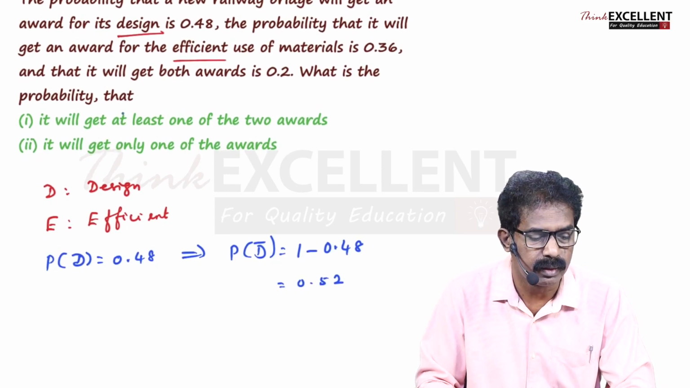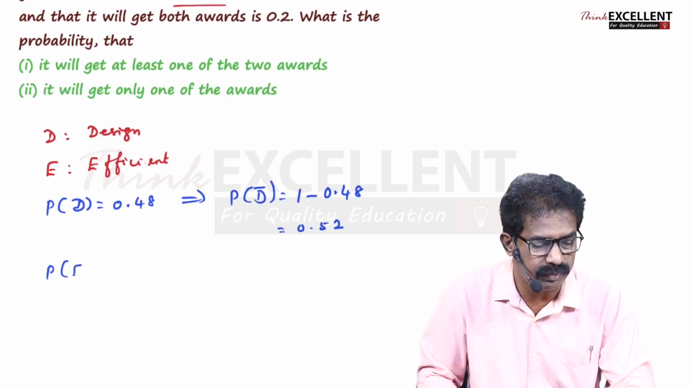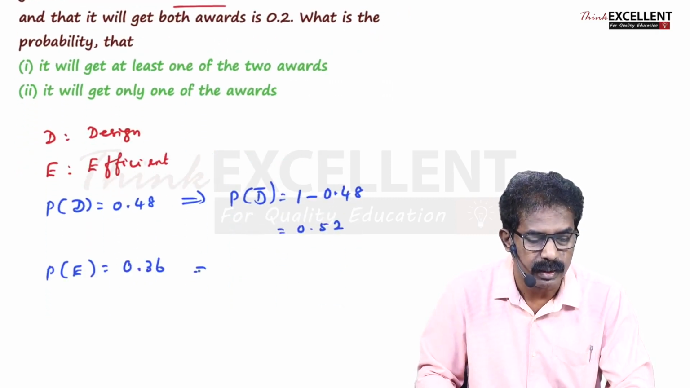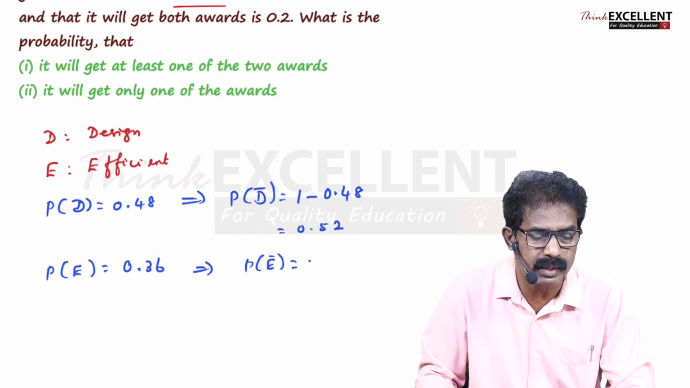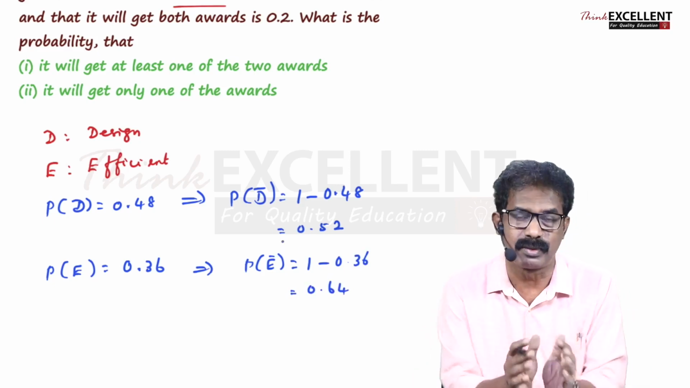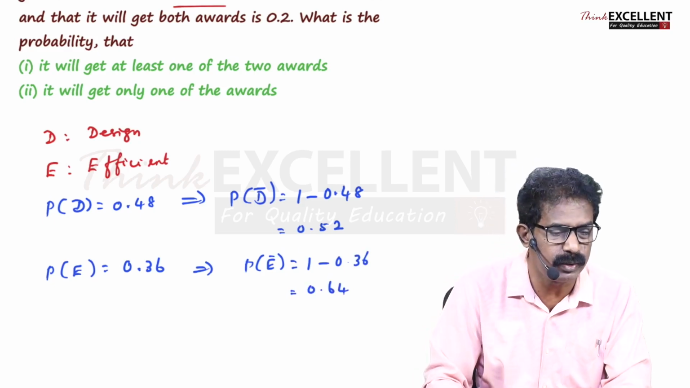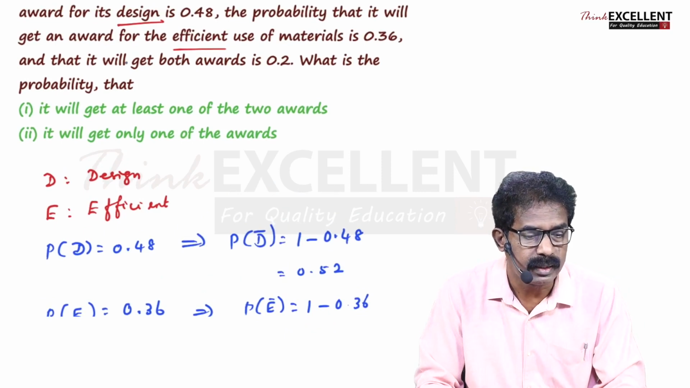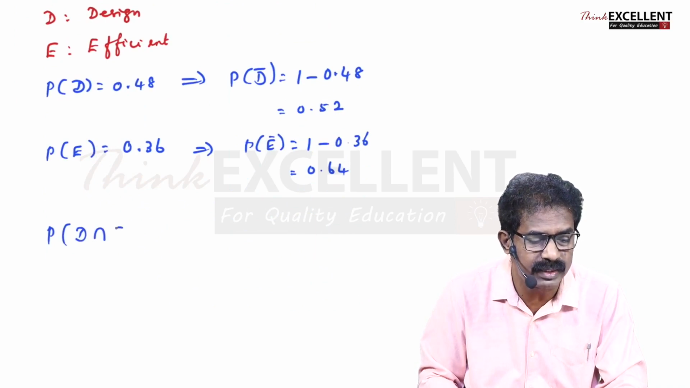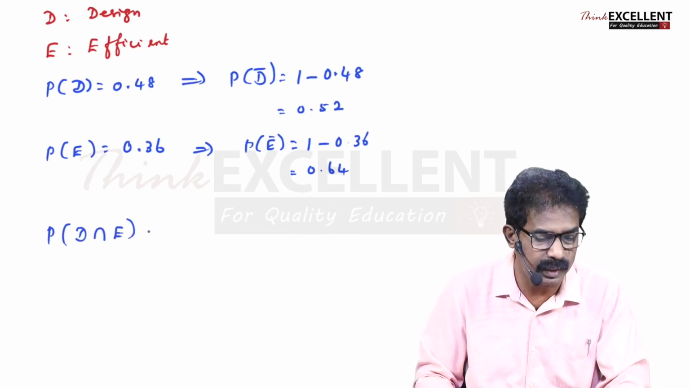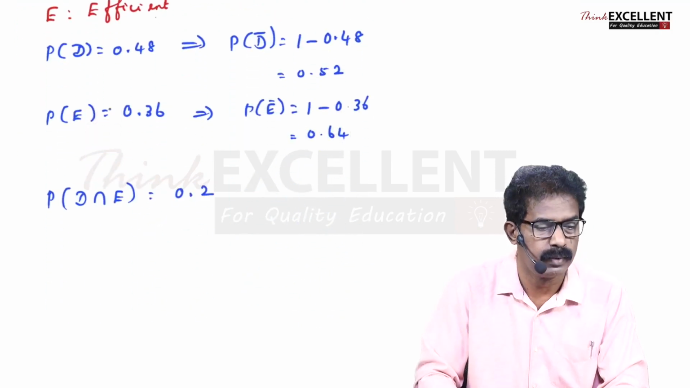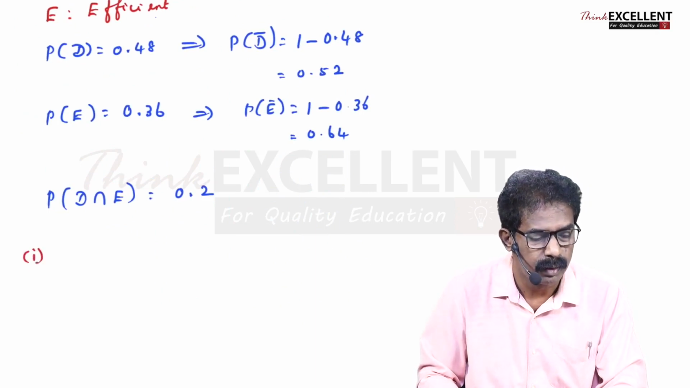In the same way for efficiency, the probability of E is 0.36. Not getting for efficiency means 1 minus 0.36, so you get 0.64. Whether we need it or not, just write it. Then read the subdivisions, and if there is a need, you use that one. One more thing is given, that it will get both the awards. Getting an award for design and efficiency, and means intersection, or means union, right? For both, getting an award is 0.2.